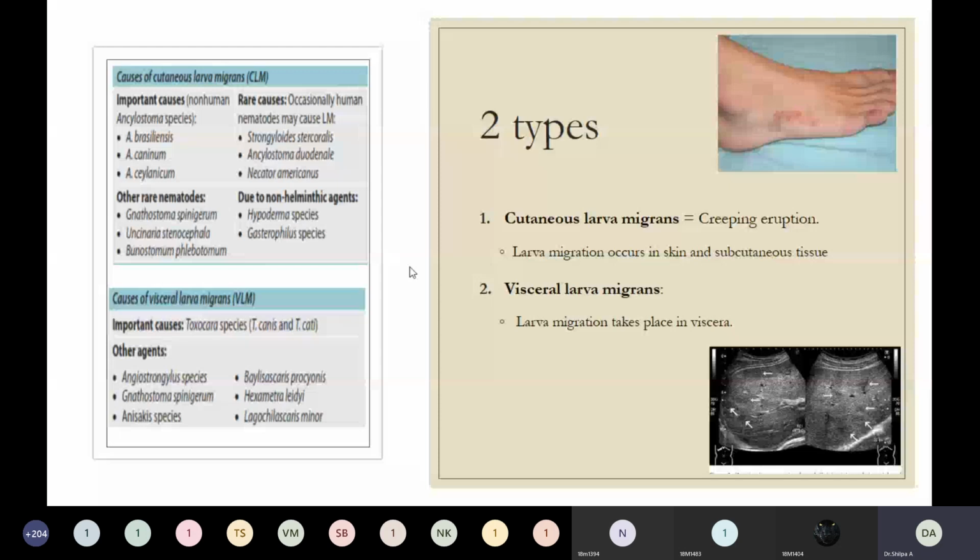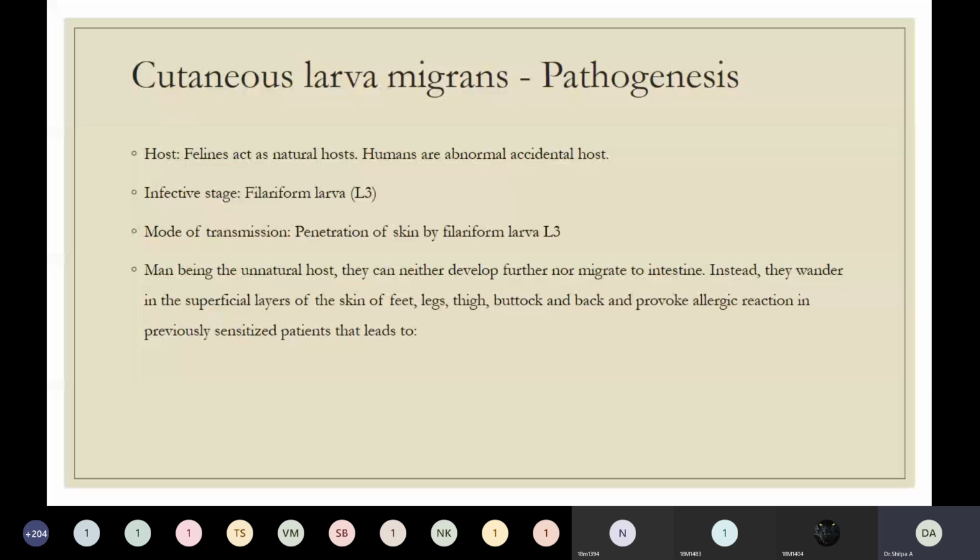So these are some of the examples of cutaneous larva migrans that you should learn by heart. Now coming to the pathogenesis of cutaneous larva migrans, the natural host here would be cats, and humans act as an accidental host. Here the infective stage would be the third stage filariform larva. Mode of transmission is mainly through penetration of the skin. As already discussed, man is an unnatural host, so these nematodes can neither develop further nor migrate to the intestine. Instead, they wander in the superficial layers of the skin of the feet, leg, thigh, buttock, and back, and provoke an allergic reaction in previously sensitized patients.